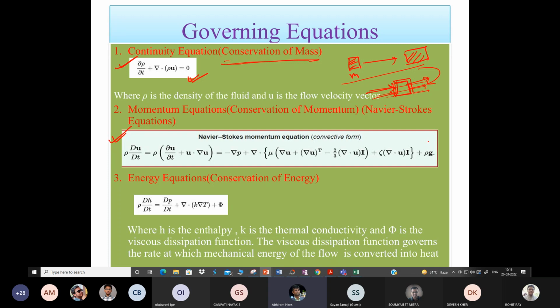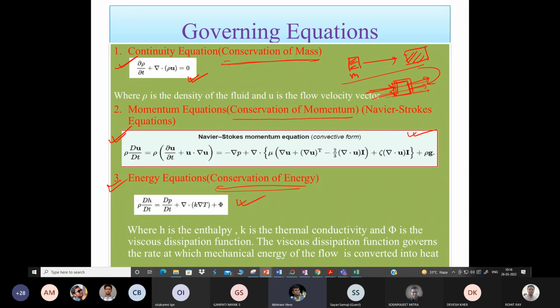If you expand it in Cartesian coordinates, it is basically three sets of equations like this: one in the x direction, another in the y direction, another in the z direction. And this third equation is all about your energy. If temperature change is involved, then this particular equation will come, and this will come from conservation of energy. And by the way, this Navier-Stokes equation is basically the momentum conservation equation. So if you conserve the momentum in a control volume, then you will get this equation. And if you conserve the energy, you will get this third equation. These three equations are considered the basic equations of CFD.